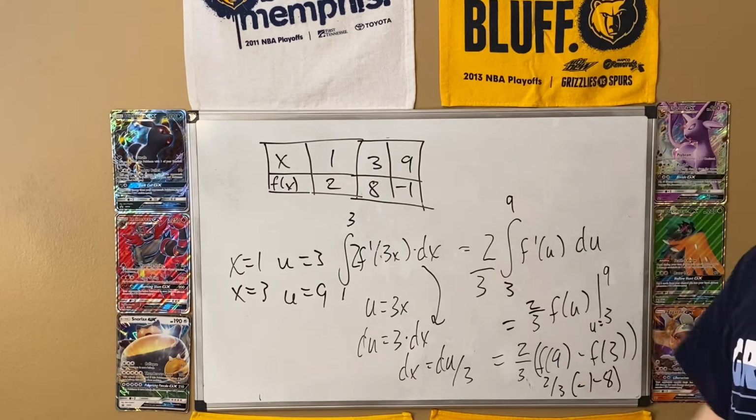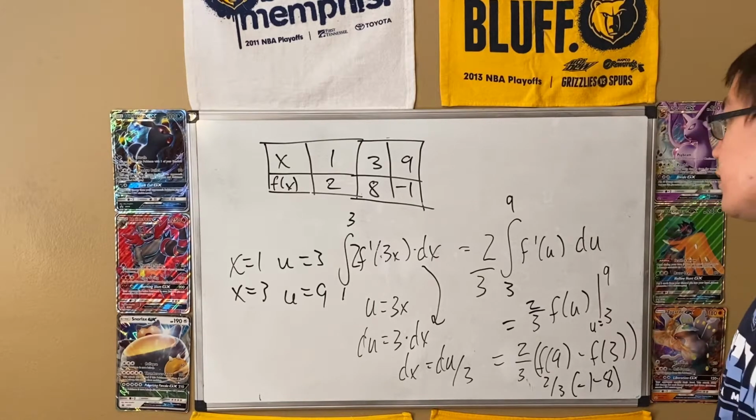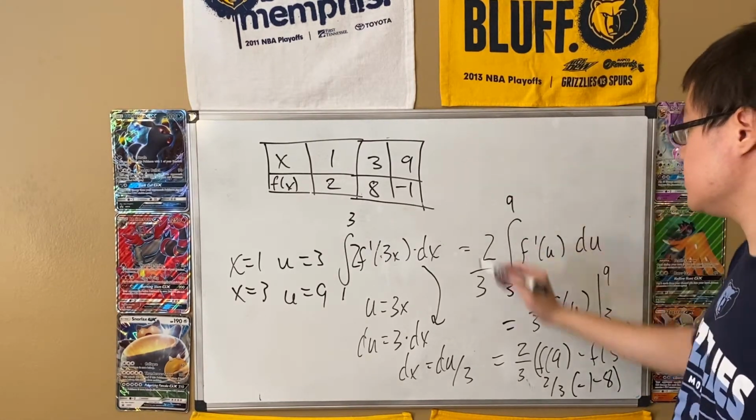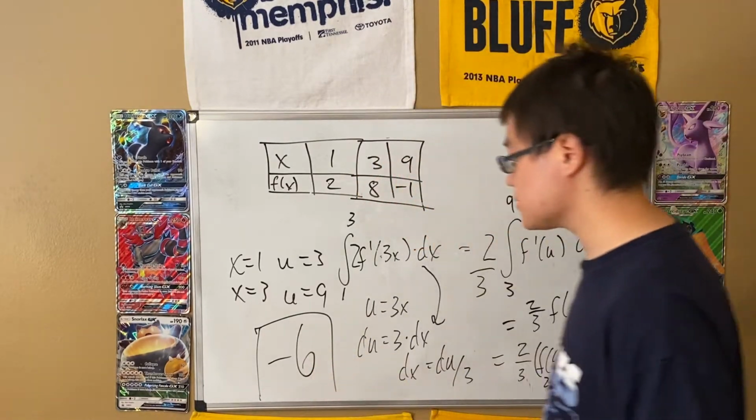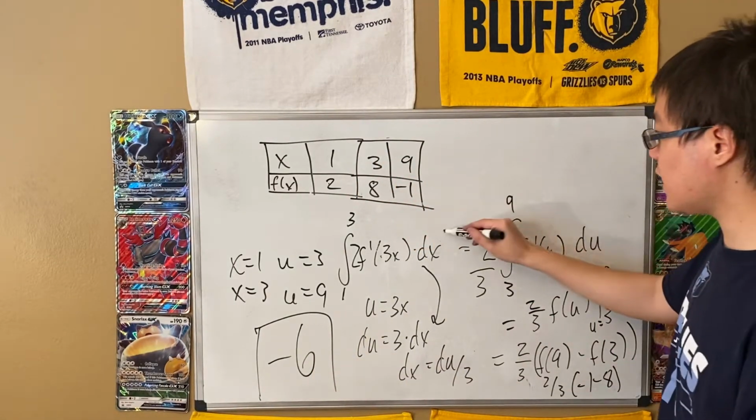-9 over 3 is 3 with a negative, so it looks like our final answer is -6. So we can just box our answer somewhere. We'll just put it in this nice box, it's -6. So that's how you do this question with a classic U sub.